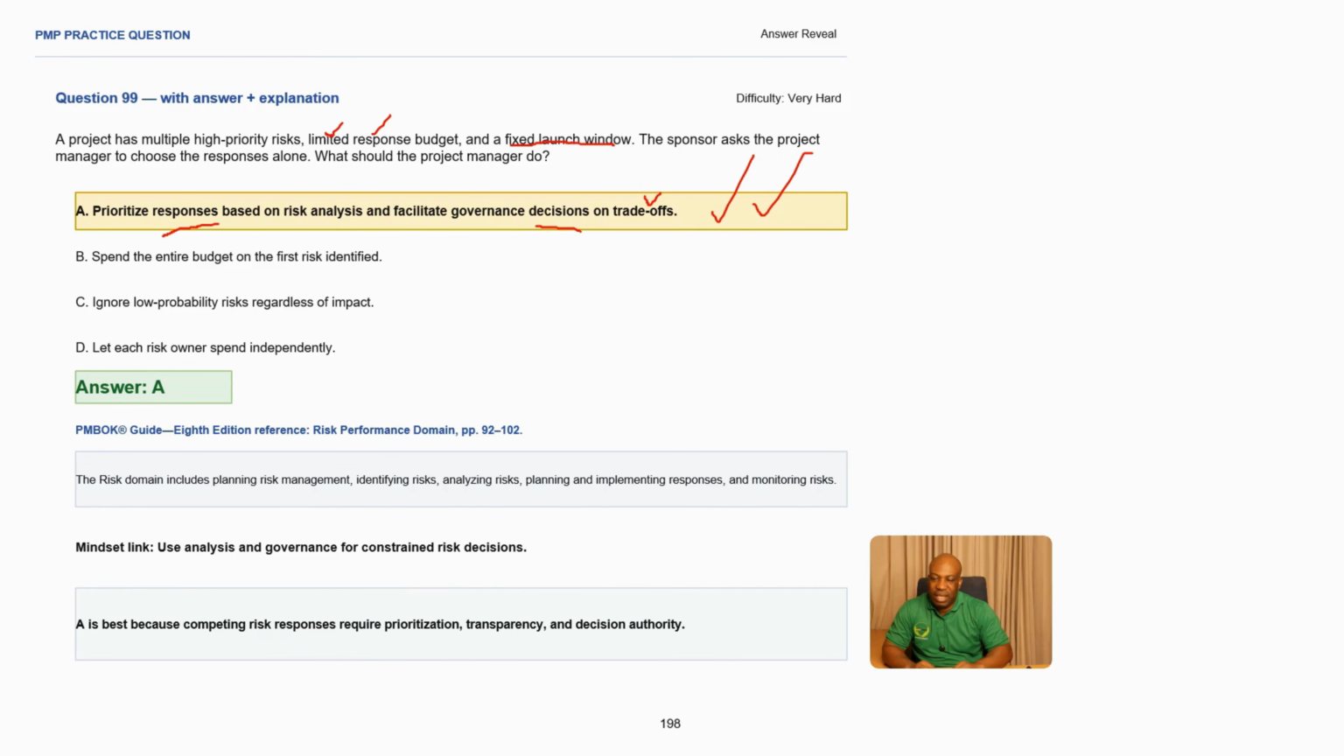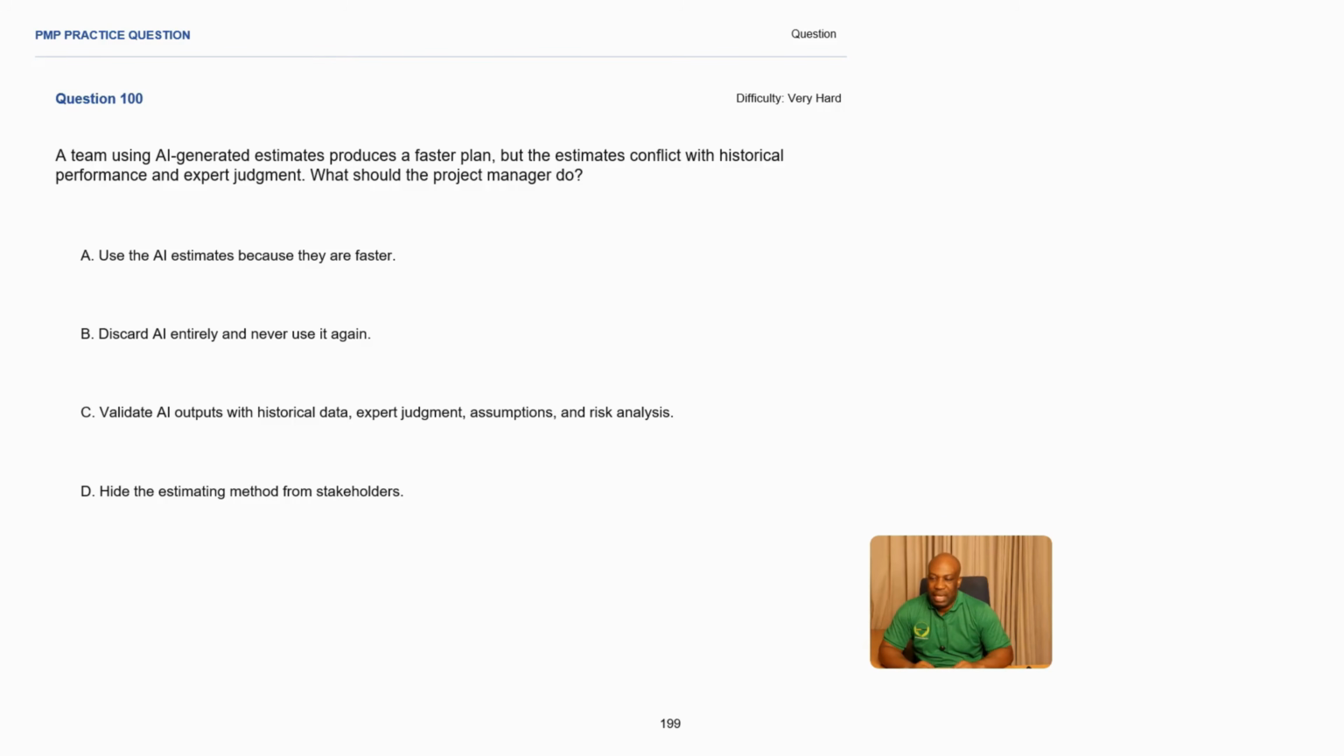a limited response budget. So how do we link it back to our PM book? Risk performance domain, which is also on page 92. And what is the best mindset that you can apply here? You use analysis and governance for constrained risk decisions. So you need to analyze first, then use governance if you have got constrained risk decisions. So A is the best answer because competing risk responses require prioritization, transparency, and also decision authority, making A the best answer.